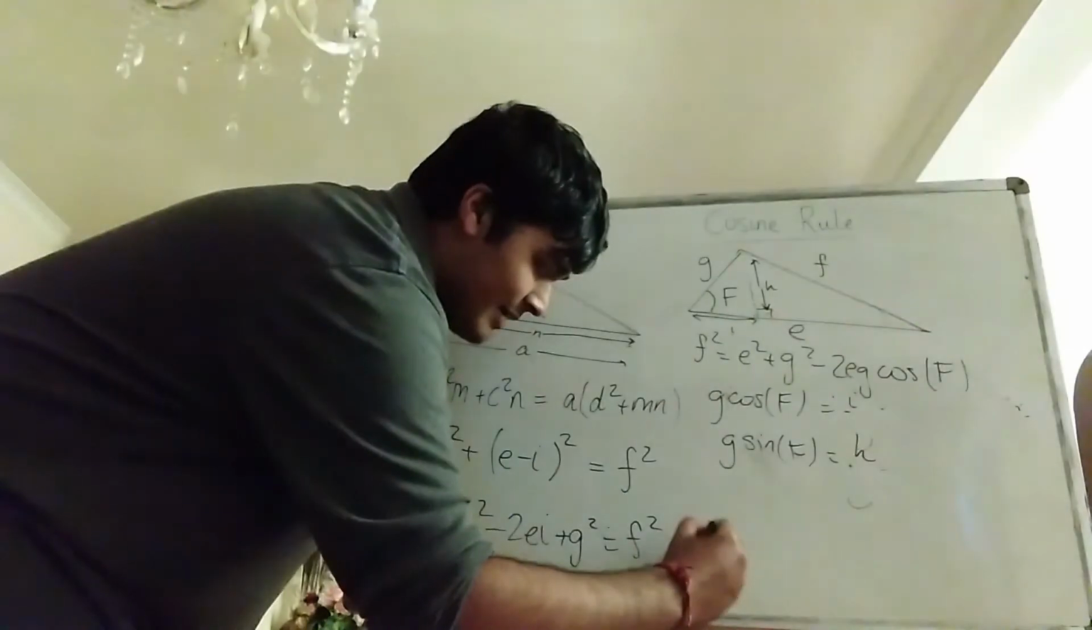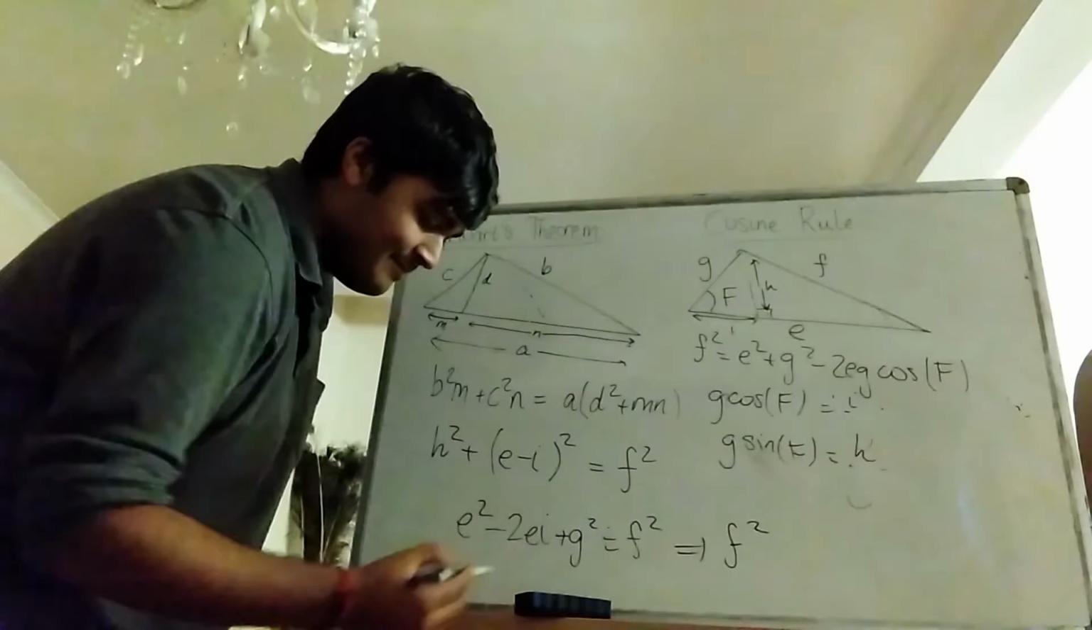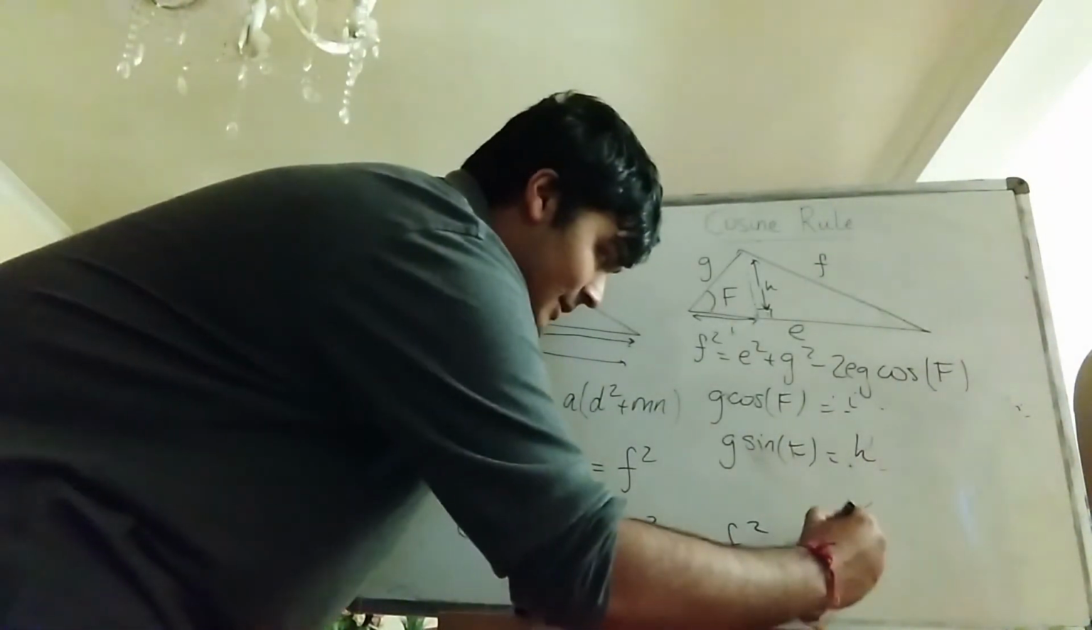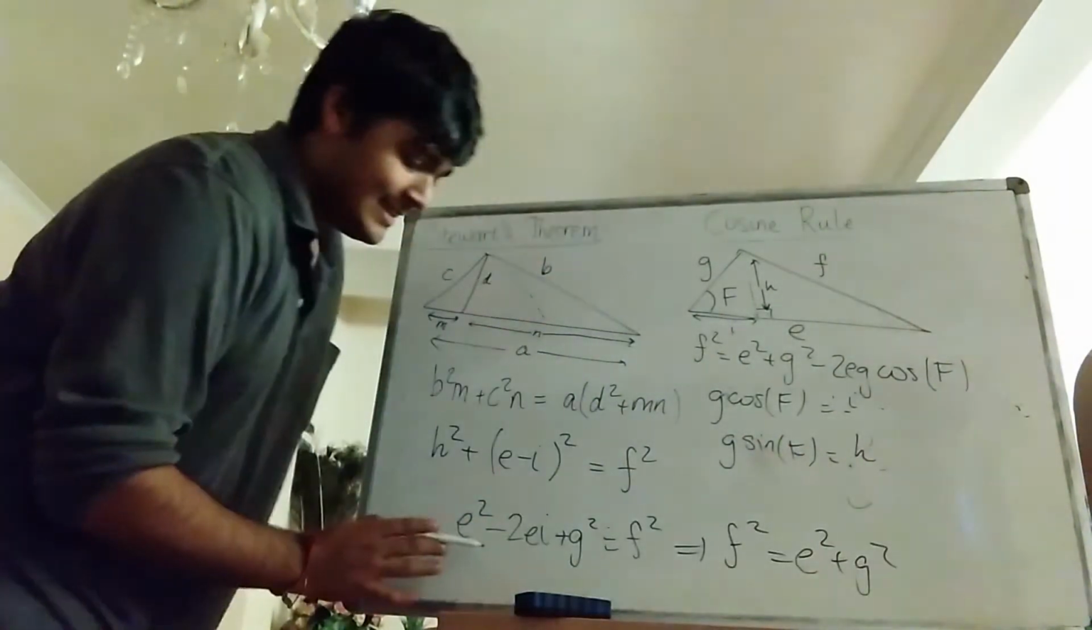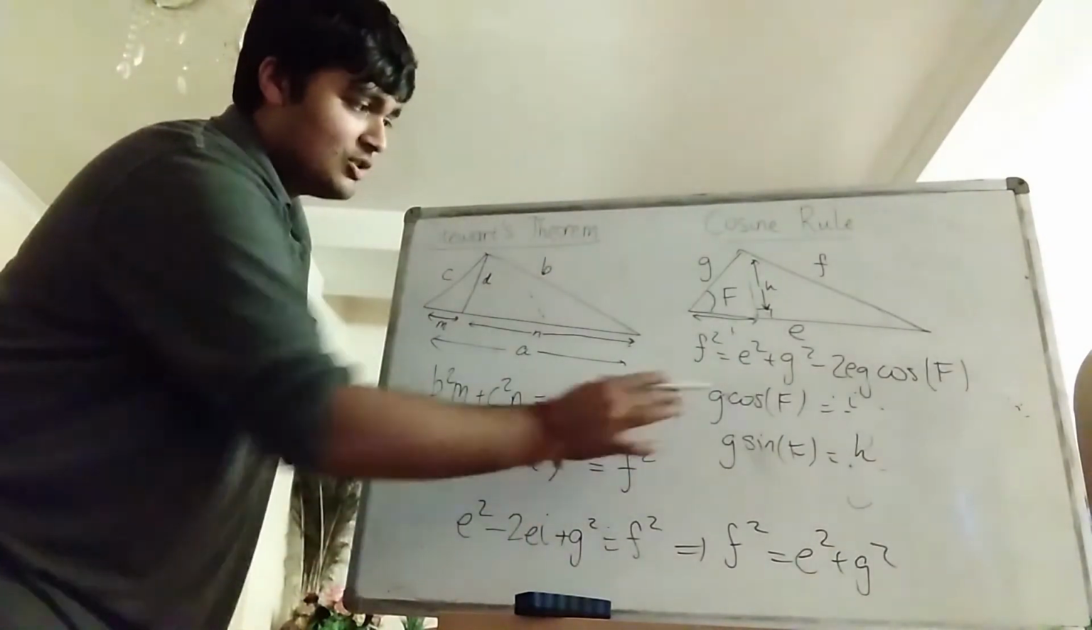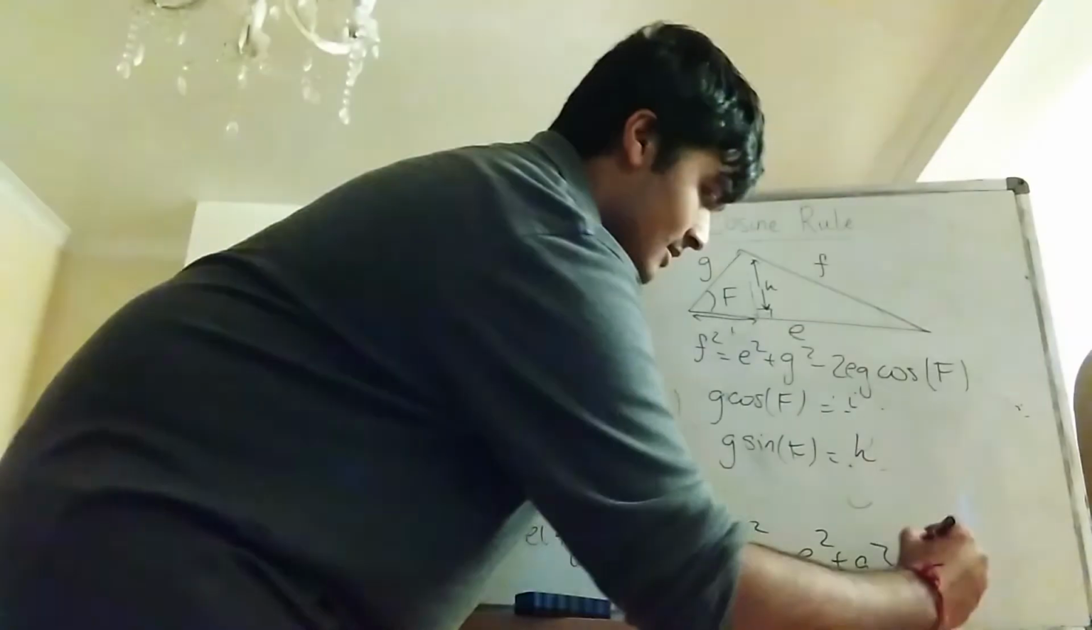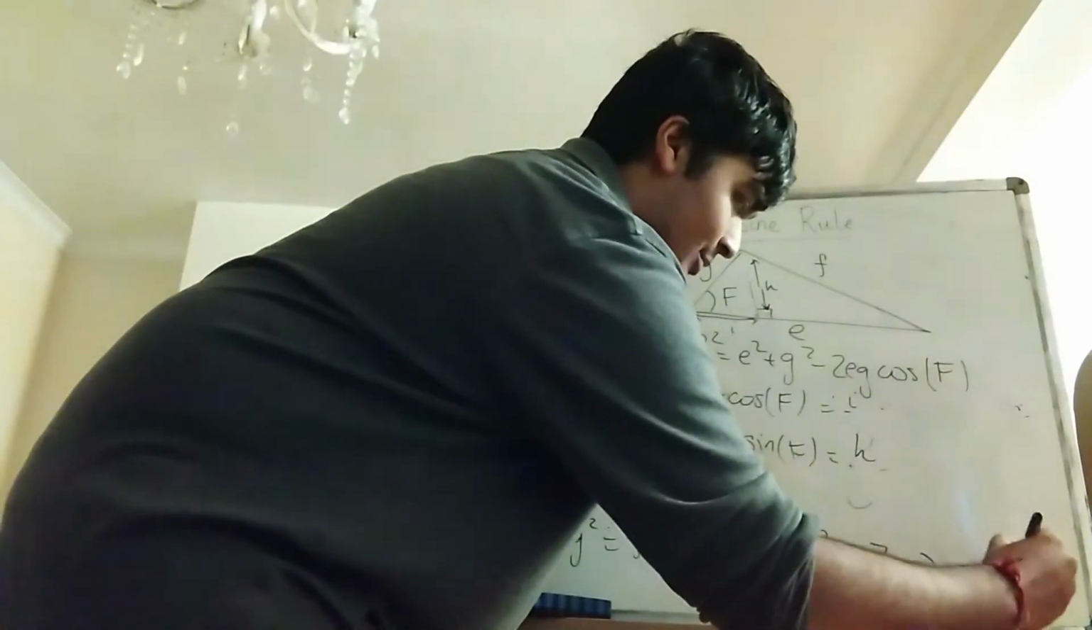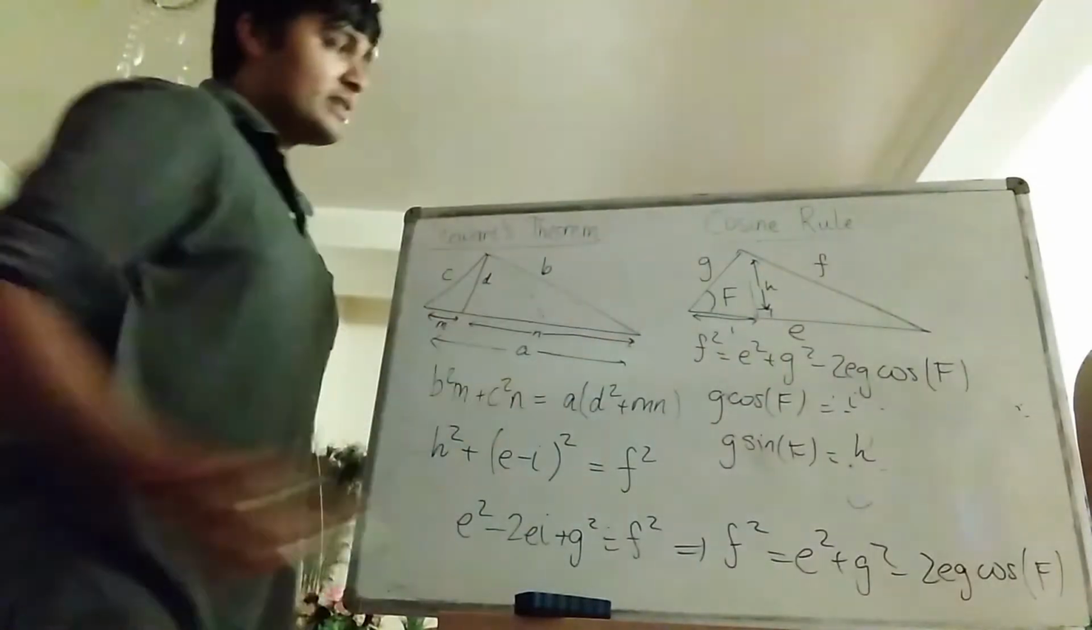Okay, so let's just write it out as we want. So we've got the f squared from there equals e squared plus g squared. Then this thing here is minus 2eg cosine f. Okay, and then we are done. That's the end of the proof for the cosine rule.